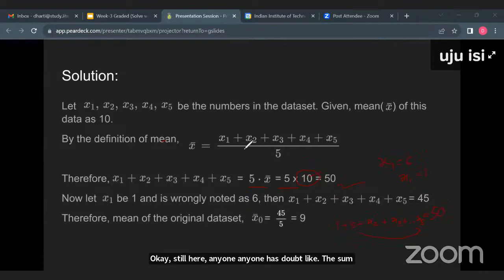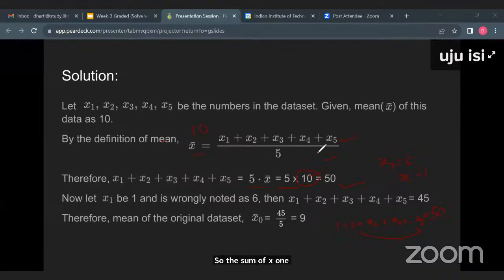How do we get this? Because if there are 5 values x1, x2, x3, x4, x5, then how do we calculate the mean? The sum of these 5 values divided by 5 is equal to the mean. But the mean is already given as 10. So we will multiply this 5 with 10. So the sum x1, x2, x3, x4, x5 is 50.